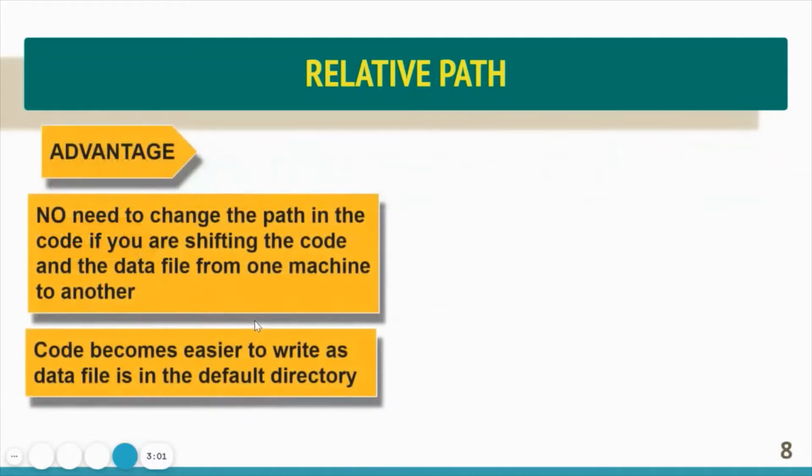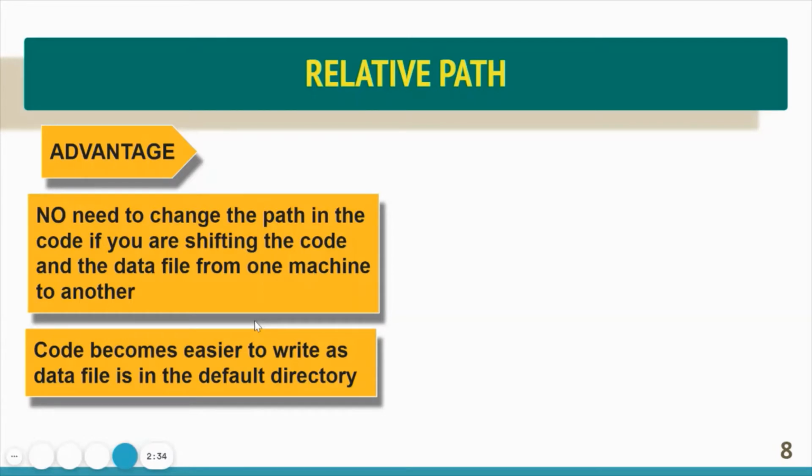But if we go for the advantage of the relative path, the first advantage is, obviously, let us suppose I'm copying my code from one machine to another machine. I don't have to make any changes to my code. I don't need to change anything there. But yes, for the file at the backend, I have to ensure that it is stored in my default directory.